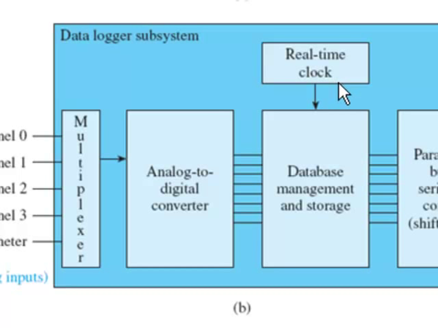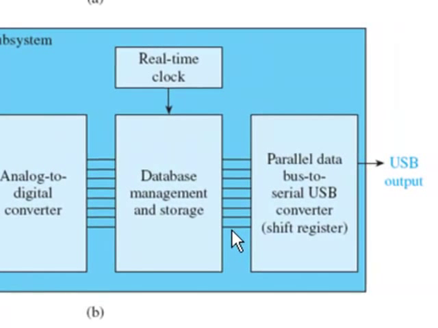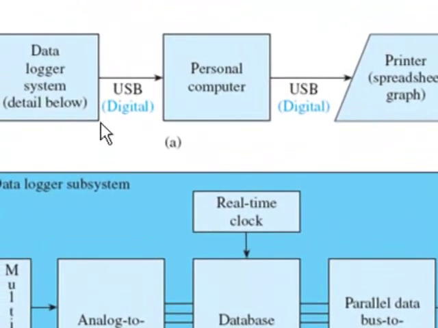There's going to be a real-time clock which is going to put a timestamp on this analog value. This digital information with the timestamp is going to go into some sort of a parallel data bus to serial USB converter. This is called a shift register, and we'll cover that in Chapter 13. This is going to come out with a single line USB universal serial bus output and back up in this other figure. That's what is fed back into the personal computer.